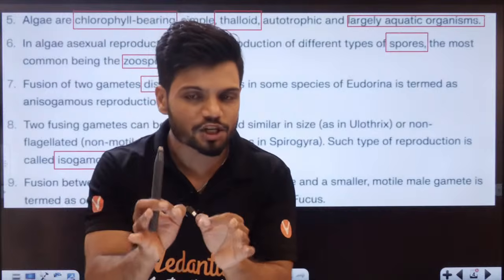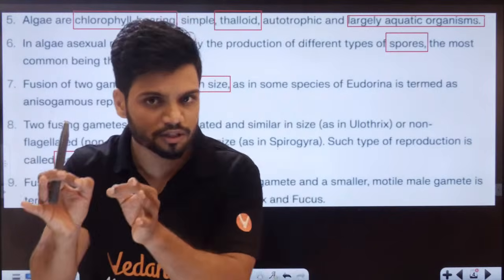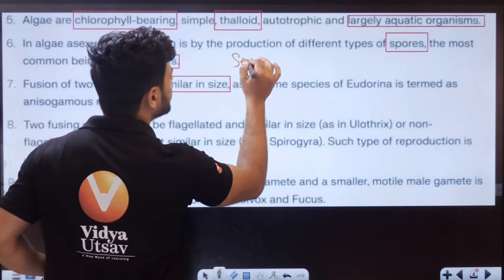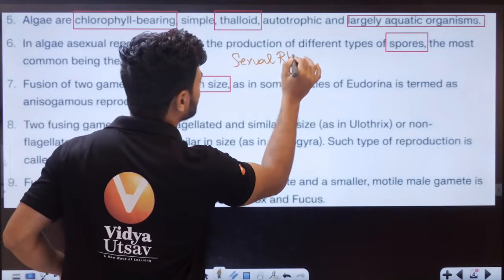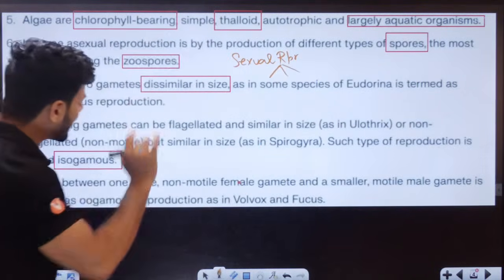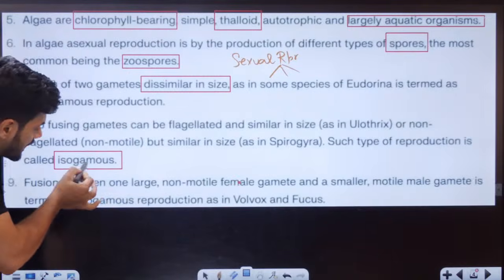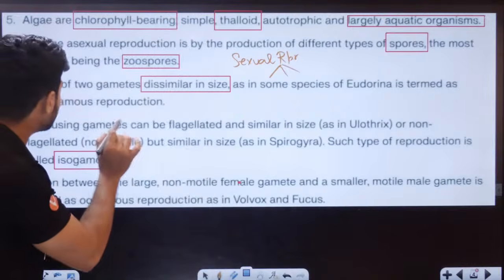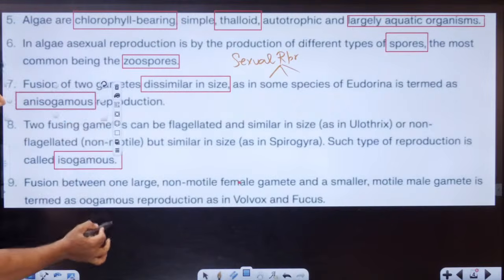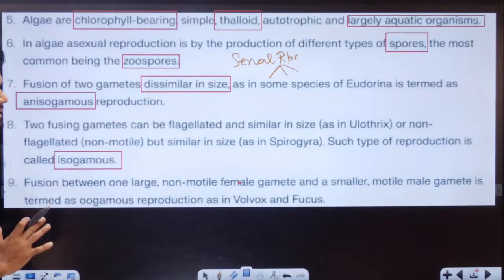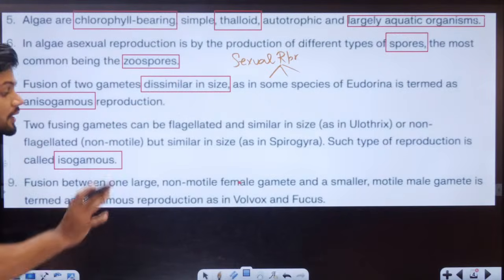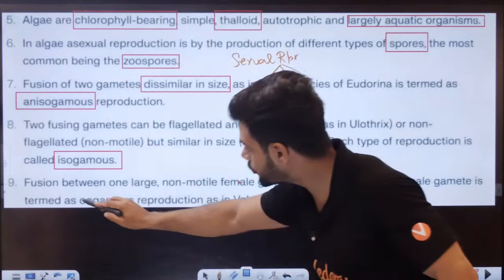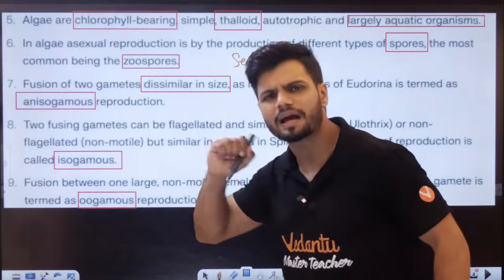So in sexual reproduction there are three categories. The first category is called isogamy. In isogamy, the gametes are the same size. Then we have anisogamy. In anisogamy, the two gametes are dissimilar in size. The third category is called oogamous type. Now, what happens in oogamous type, students?